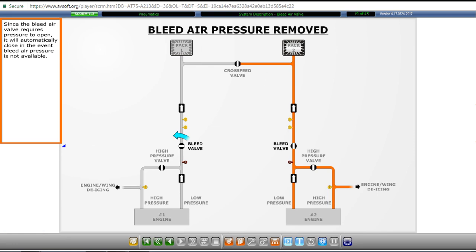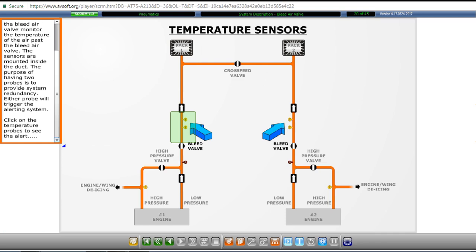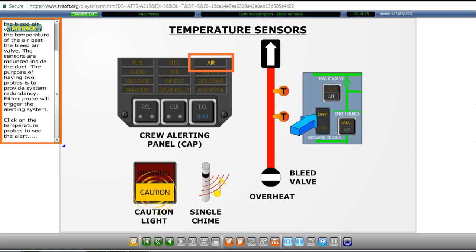Since the bleed air valve requires pressure to open, it will automatically close in the event bleed air pressure is not available. Two temperature sensors downstream of the bleed air valve monitor the temperature of the air past the bleed air valve. The sensors are mounted inside the duct. The purpose of having two probes is to provide system redundancy. Either probe will trigger the alerting system. Click on the temperature probes to see the alert.